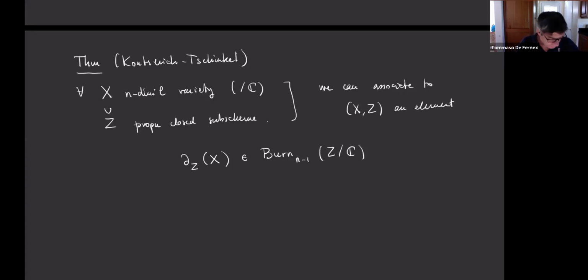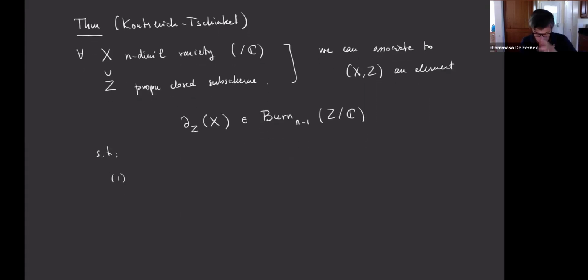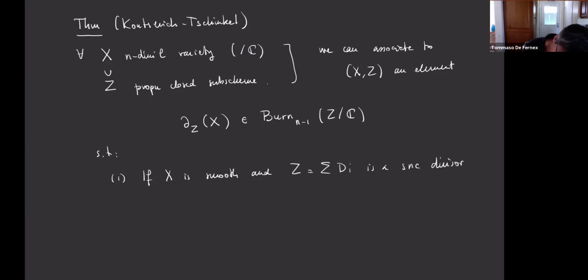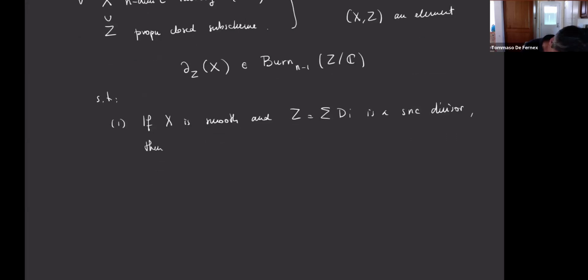Okay, with the following properties. The first property I want here is that we can compute this when Z is a simple normal crossing divisor. So if X is smooth and Z is a simple normal crossing divisor, then I want this element to be defined as follows.